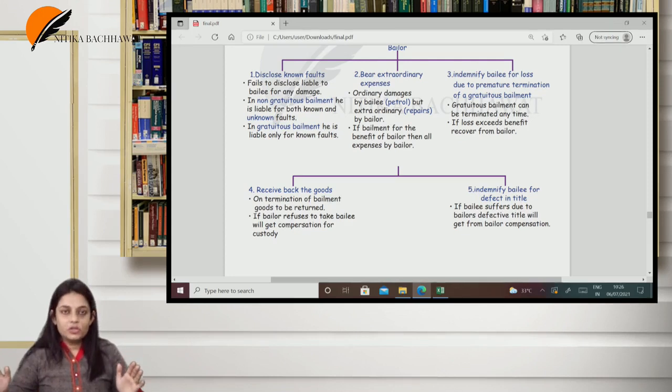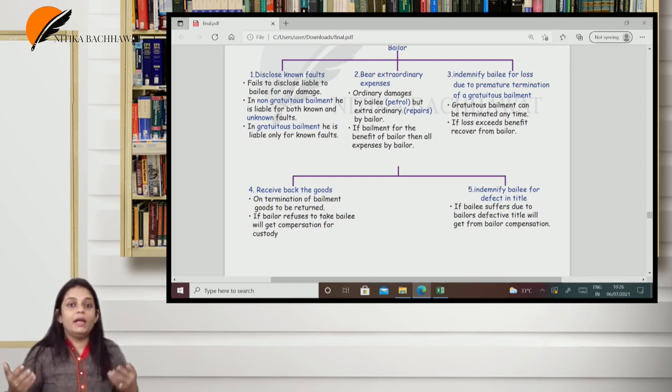So the next duty is to bear extraordinary expenses. What is ordinary? What is extraordinary? Let us say when I give my puppy to you, the ordinary expense is the food of the puppy, whereas the extraordinary expenses, let's say if the puppy falls ill, you have to take him to the vet or the hospital, whatever you spend, that's extraordinary expenses.